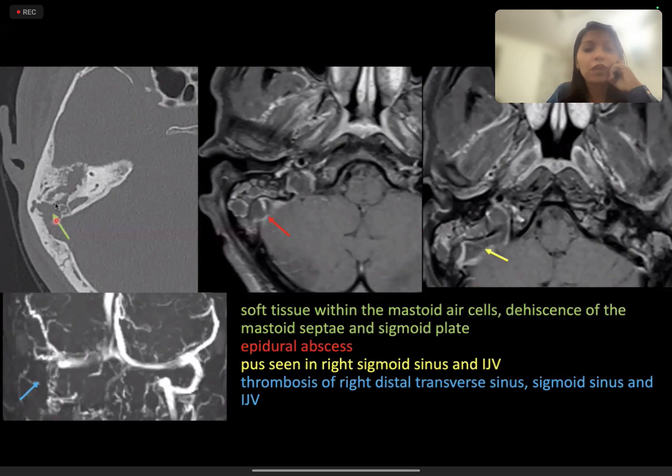This patient went on to have a contrast MRI and MRV, and we can see the pus within the mastoid air cells with central necrosis and rim enhancement, but it's interesting to see that there is an epidural abscess as well. In fact, if we go to the next image, there is a filling defect within the right sigmoid sinus extending into the IJV. So there is thrombosis of the distal transverse sinus, which we're seeing here nicely on the MIPs of the MRV. There's also thrombosis of the sigmoid sinus and IJV. So the diagnosis here would be coalescent mastoiditis.